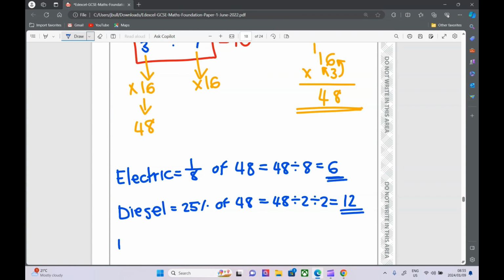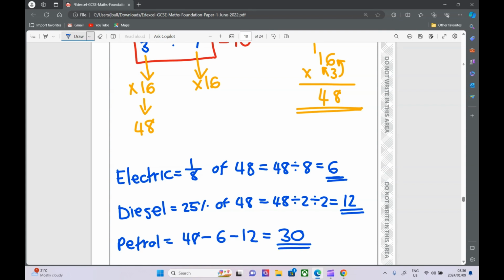So then if we want the petrol cars, we just need to work out how many are left. So we could say there were 48 cars. We take away the 6 electric cars, take away the 12 diesel cars. Let's see what we're left with. So 48 take away 6 is 42. Take away 12 is 30. So there are 30 cars that use petrol.